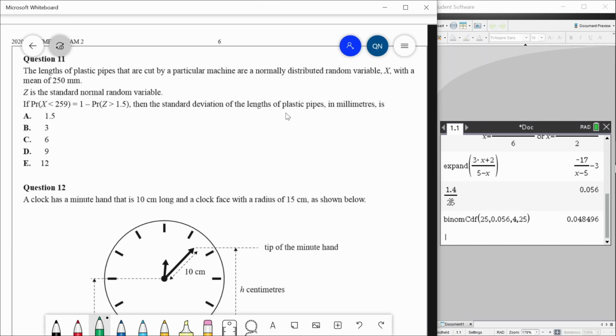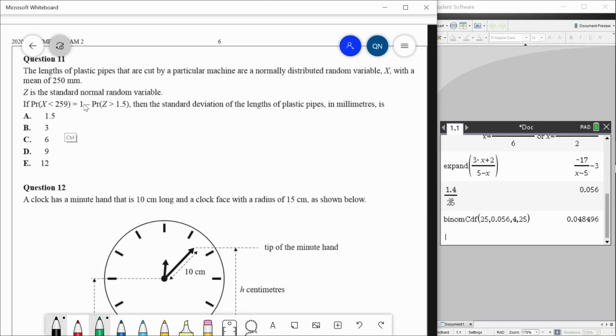Okay, question 11. The lengths of plastic pipes are normally distributed with a mean, and we've got some more information here, and we want to find the standard deviation. Okay, so if we want to find the standard deviation, we need to know the probabilities and a specific x value, which we do have, as well as the mean.